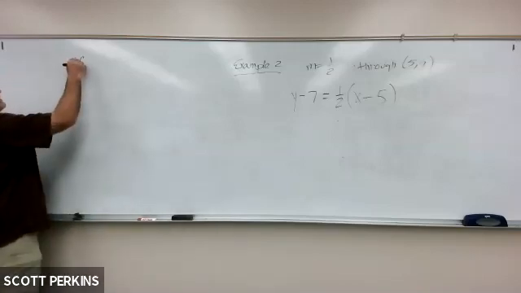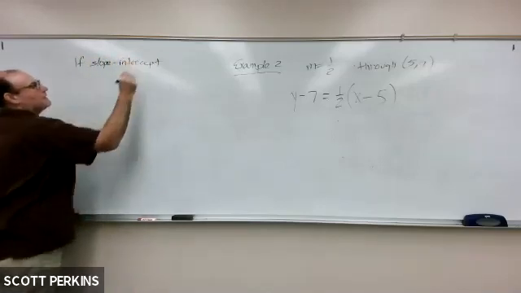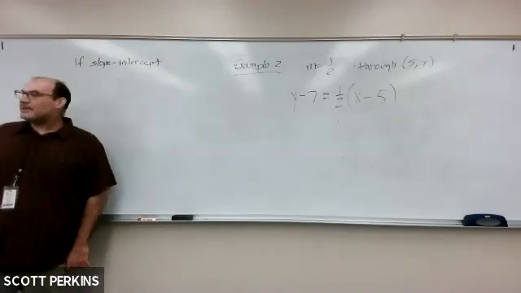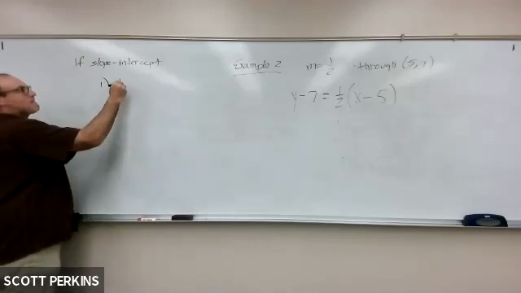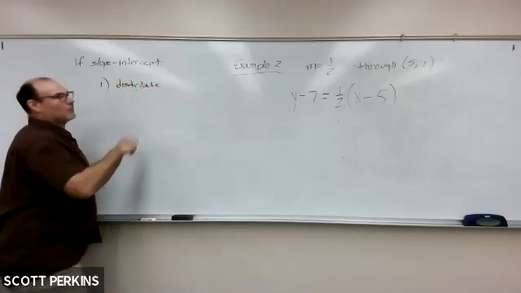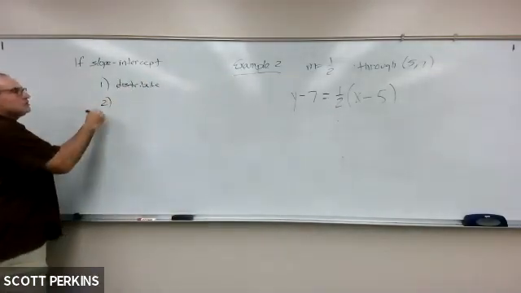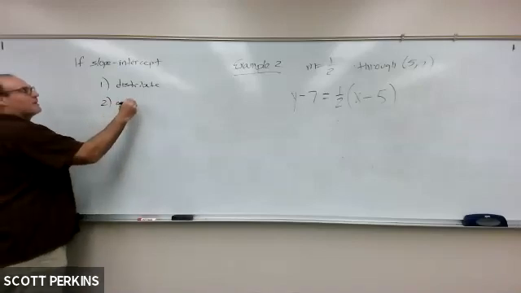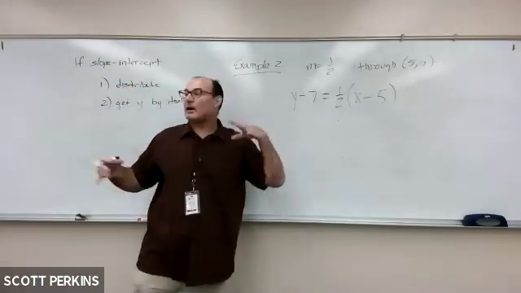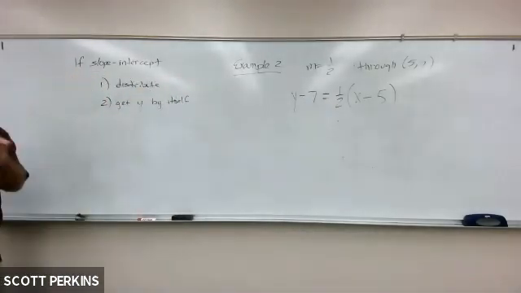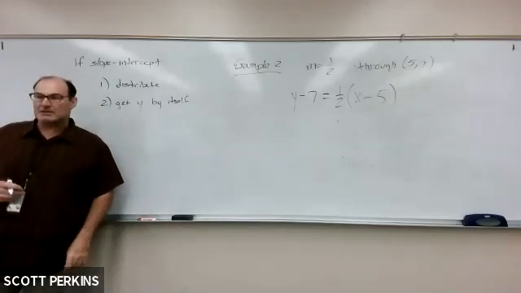So if they want slope-intercept form, here are the 2 things you're going to do. It's 2 steps. Step number 1, you're going to distribute. You've got to get rid of those parentheses. That would be step number 1. And then step number 2 is get the y by itself. Meaning, I would move the 7 and you'll be done. In our last couple of problems, we will do slope-intercept form. So you're going to get your chance to do that.